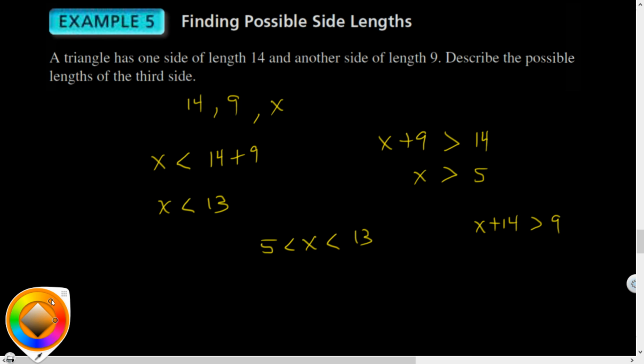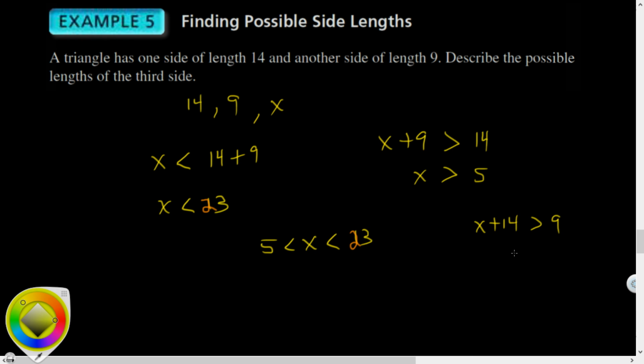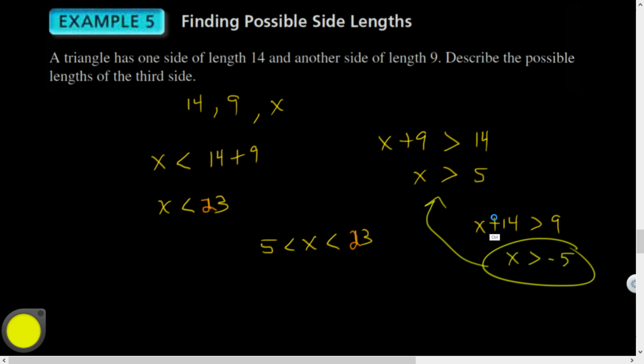All right, so 14 plus 9, what are you suggesting? It's 23. 23 sounds a little better. Now, do I have to do this one? Why don't I have to consider that one? Because if I subtract 14 from both sides, 9 minus 14, what's that, negative 5? That ends up not even being an issue. And also, I wasn't considering negative side lengths to begin with.